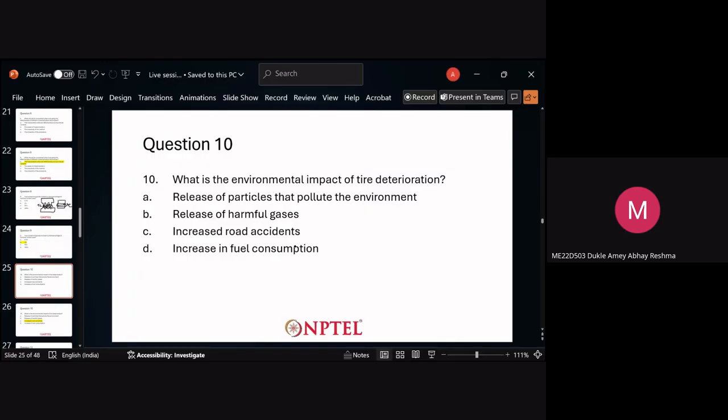So because of that, you don't get a very good grip on the road. One of the main things that happens over a period of time with the wear of the tire is that your braking distance increases, because there is less contact between the road and the tire surface. So if a car could be brought to a halt within 100 meters, it will take around 200, 300 meters if the tire is worn out. So the impact is that there will be an increase in road accidents.